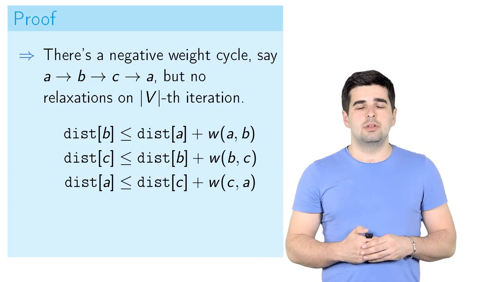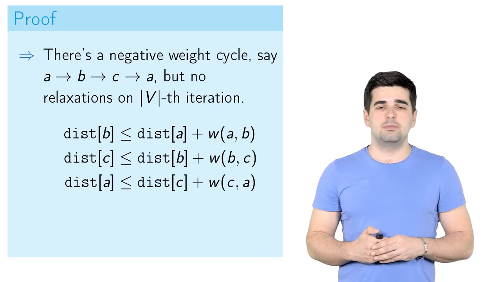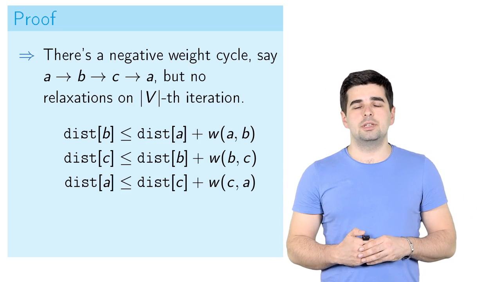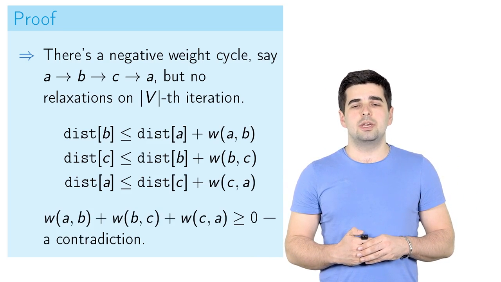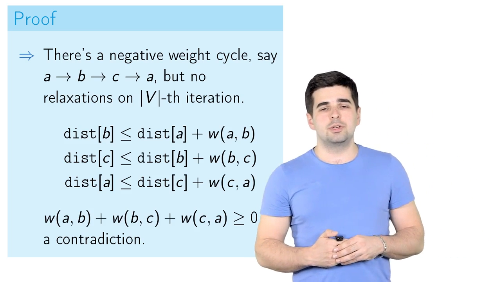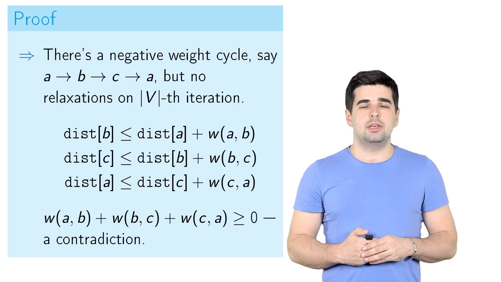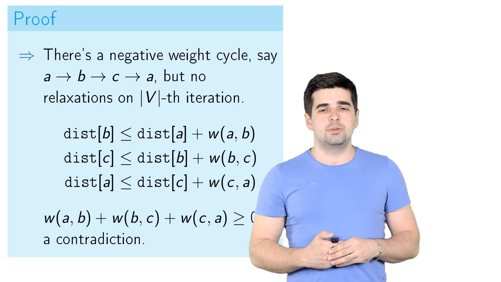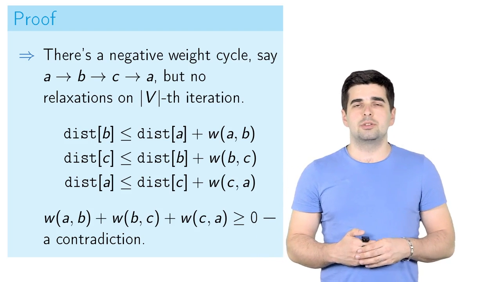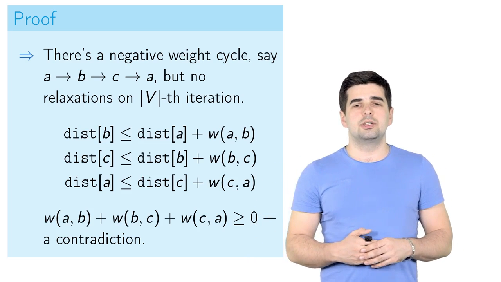But if we sum these inequalities, on the left side we will have the sum of dist values for A, B and C, and on the right part we will have the sum of dist values of A, B and C plus the sum of weights of the edges of the cycle. And from this sum of inequalities it follows that the sum of the weights of edges is non-negative. But we know that the cycle is a negative weight cycle, so this is a contradiction. And so we proved by contradiction that there will be some relaxation on iteration number v.